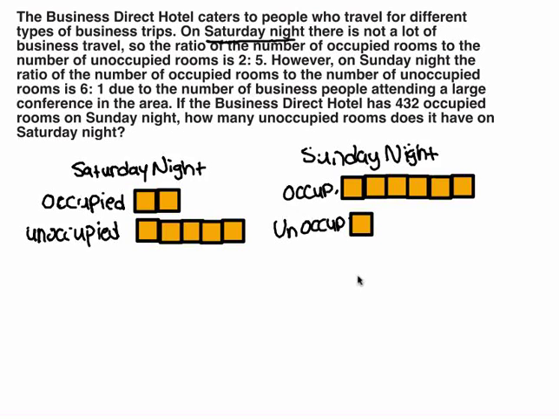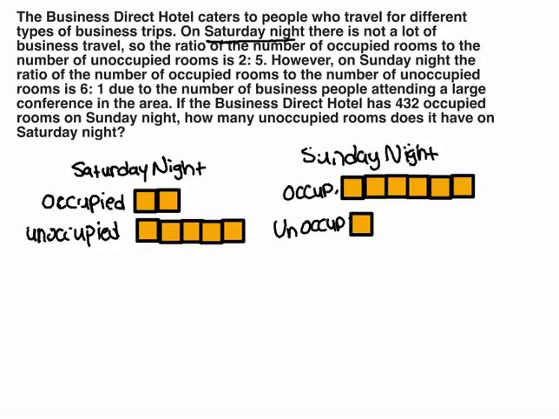Because if I had 8 on Sunday night, now we would not be able to say the value of each one of these unit bars or unit blocks would be the same. They wouldn't be equivalent to each other. So these are equivalent ratios in the sense that each of these blocks will have the same value. And knowing that now, you can go ahead and solve where it says the Business District Hotel has 432 occupied rooms on Sunday night.